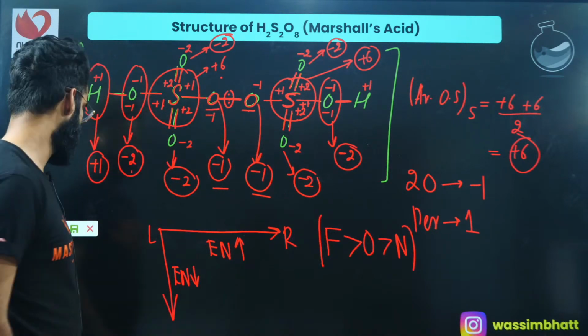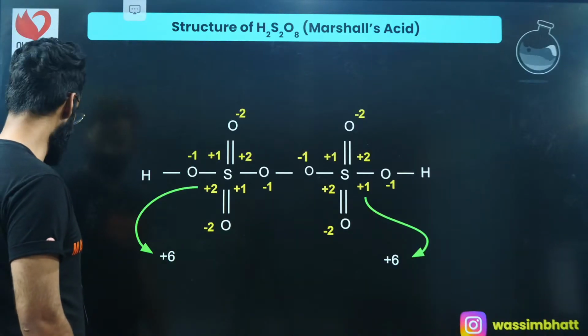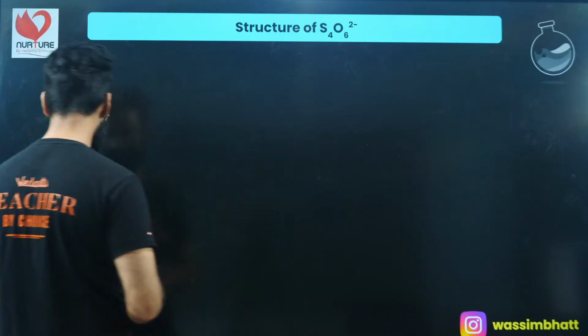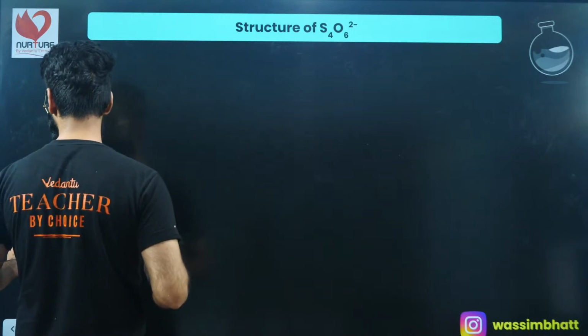Yeah? I'm sure it's clear. I'm directly moving on to one more structure then. The structure of S4O6 di-negative, right? What is going to be the structure of S4O6 di-negative?